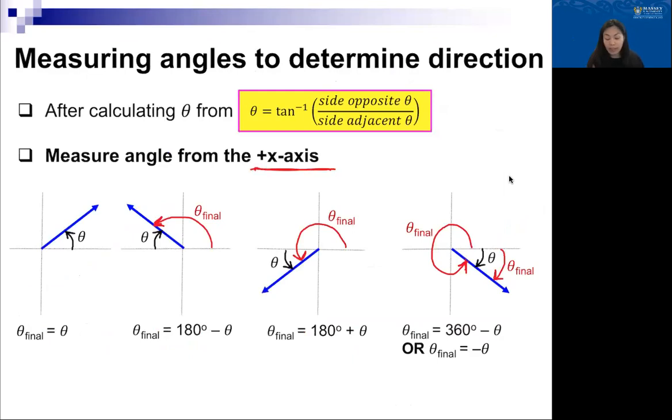So after calculating the angle from this trigonometric equation, we have to adjust the angle so that it is measured from the positive x-axis. So say, for example, this is your net force. It's directed upwards and to the right. The angle is measured relative to the positive x-axis, and whatever angle you get from this equation will be your final angle.